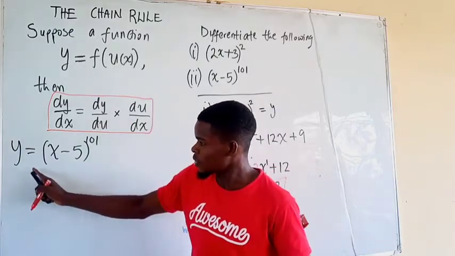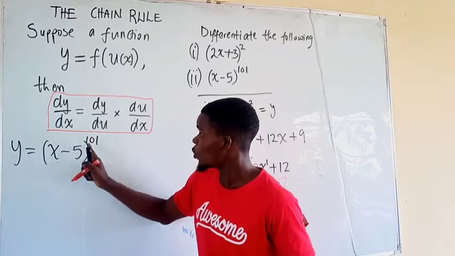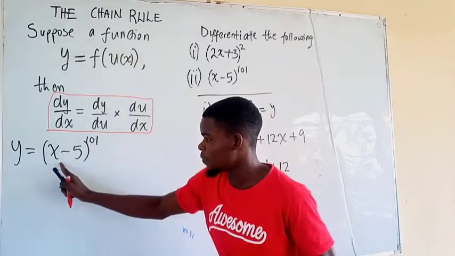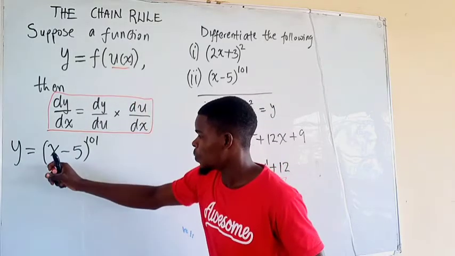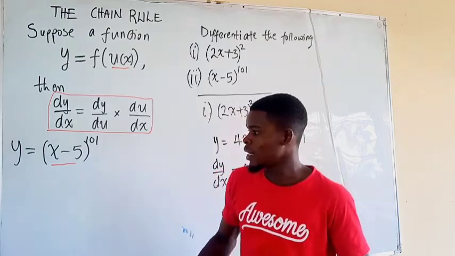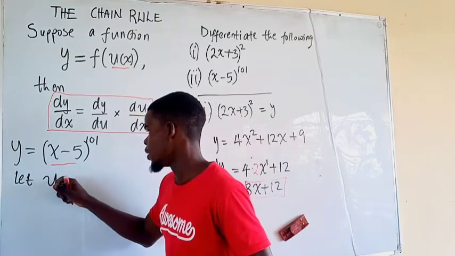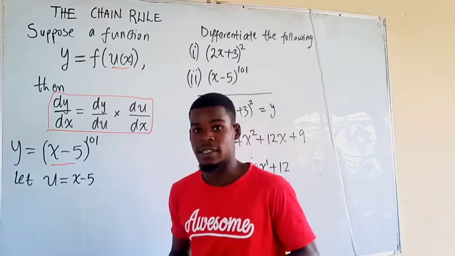Now, since this is y written in terms of x, and it is x minus 5 raised to the power 101, I'm going to figure out the u as the inside function. Just the inside. I'm going to replace the inside here with u. That means I'm going to say let u be x minus 5. That is just the inside.